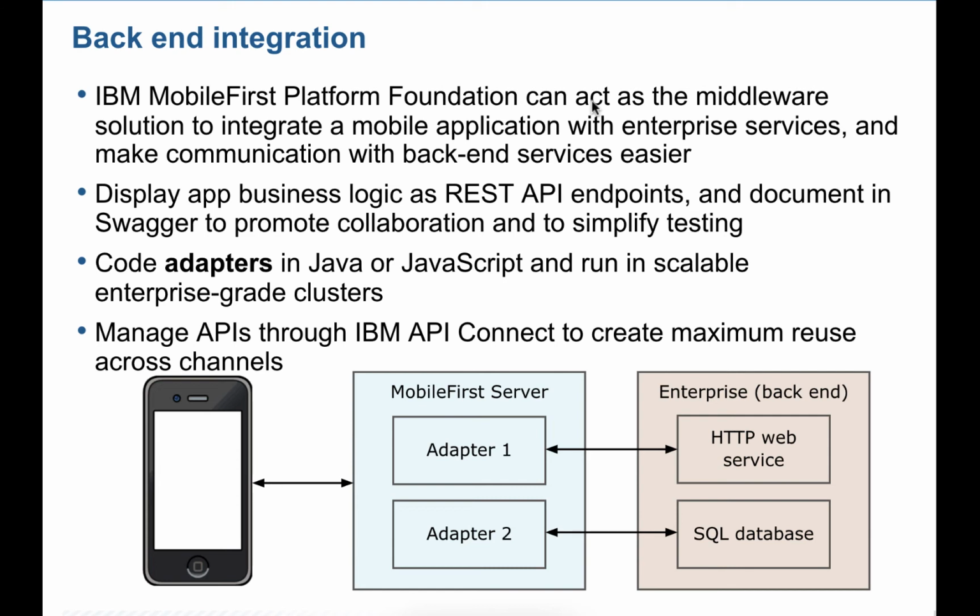Deploy app business logic as a REST API endpoint and document it in Swagger to promote collaboration and simplify testing. Code the adapter in Java or JavaScript and run it in a scalable enterprise-grade cluster. Manage APIs through IBM API Connect to create maximum reuse across the channels. So lots of things you can do.